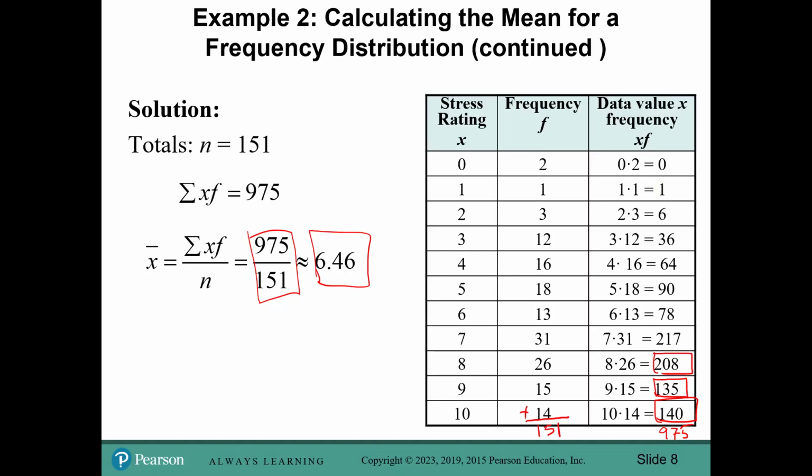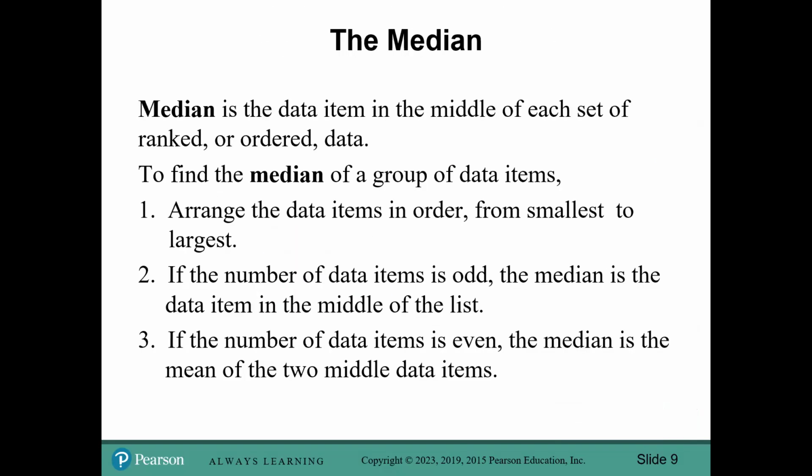All right. The next idea of central tendency is called the median. The median is the data item in the middle of each set of ordered data. So if I have a bunch of numbers, I might have like say 2, 3, 1, 4, 9, right? If this is my data set, this is not ordered. I want to order it, meaning put it from smallest to largest or largest to smallest, whichever. 1, 2, 3, 4, 9. And the one that's right smack dab in the middle is my median.